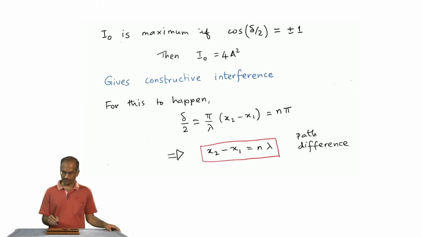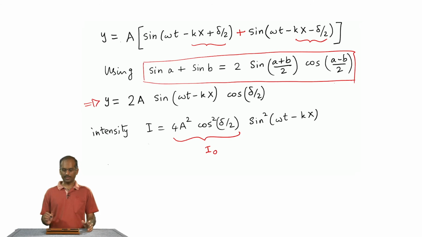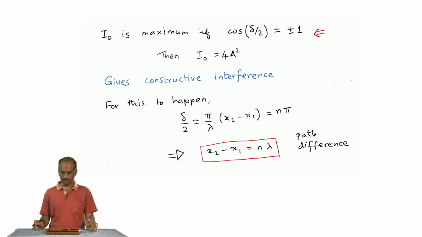And this will happen if cos delta by 2 is plus or minus 1. In either case, cos square will be plus 1, and in that case I0 will simply be equal to 4a square, and this will give us constructive interference because this is the largest intensity possible. You can't get better than this.